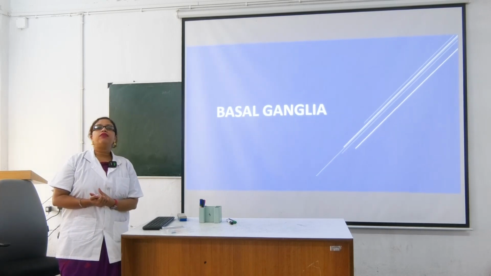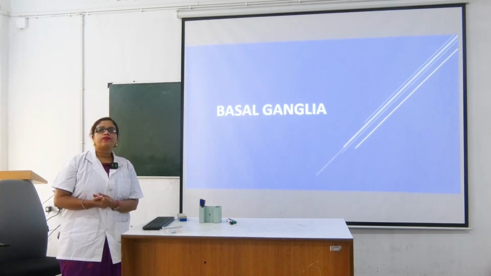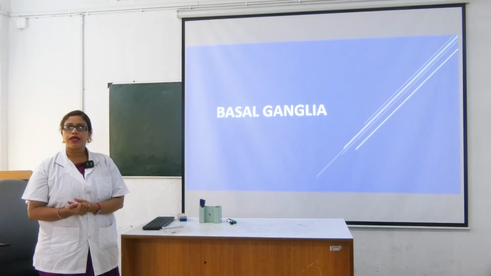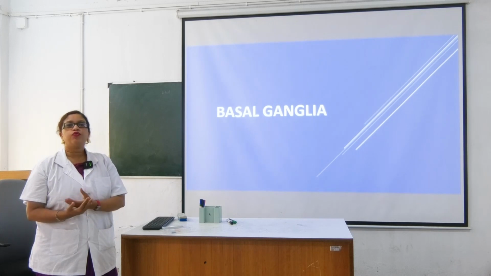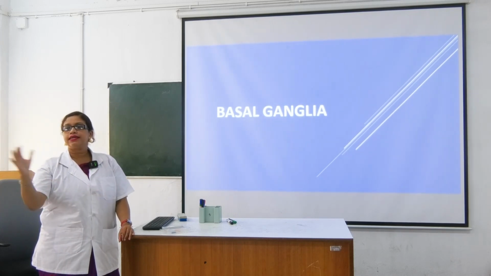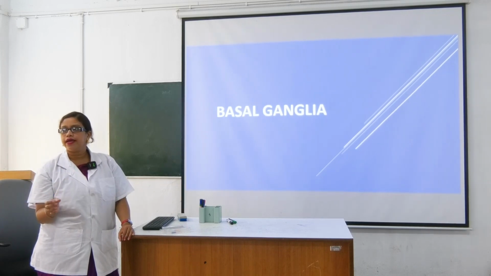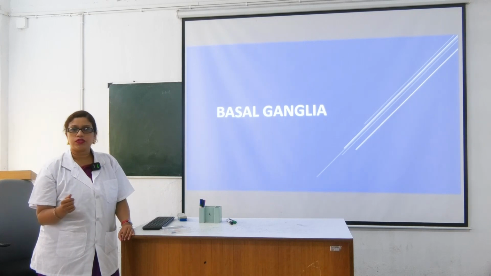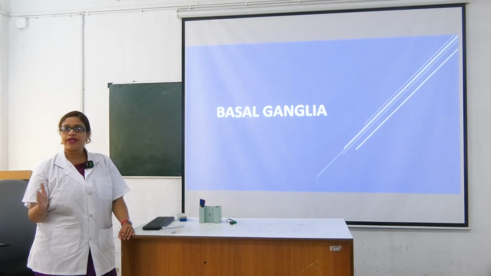Along with আর কি ডেভেলপ করে telencephalon থেকে? The sulci and gyri of the cerebral hemisphere. Okay, and we have studied diencephalon থেকে কি develop করে? Thalamus and the surrounding structure like epithalamus, metathalamus, subthalamus, hypothalamus. Okay, so this is the developmental origin.